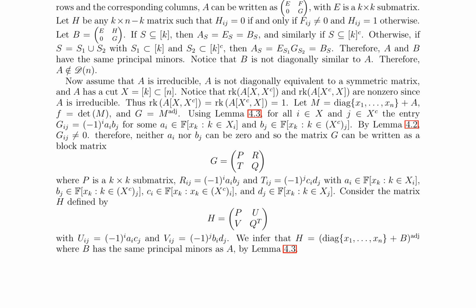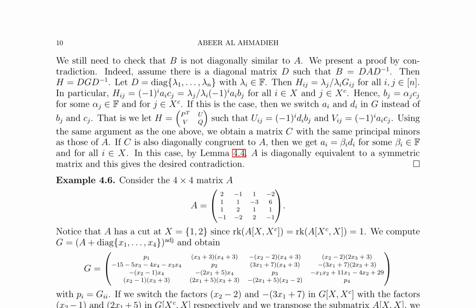The authors present a proof by contradiction to establish that matrix B is not diagonally similar to matrix A, assuming the existence of a diagonal matrix D such that B equals D A D^-1. They define a matrix H and analyze its properties. This analysis yields a matrix C with the same principal minors as A.